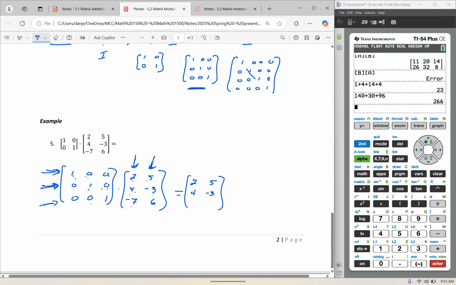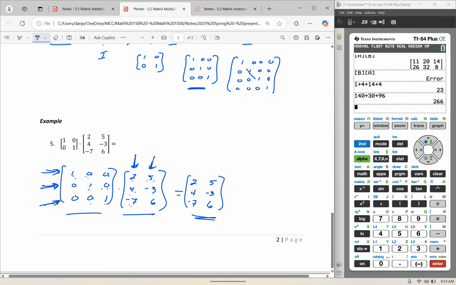So everything is zeros except for the term that's there. 0, 0, 1, the third row times the first column, 0 times 2, 0 times 4, those are 0. 1 times negative 7 is negative 7. And then finally, 0 times 5 and 0 times negative 3 are 0. 1 times 6 is 6. So notice when you multiply by the identity matrix, nothing changes. It's the same as multiplying by 1. 1 times 5 is 5. Okay? So there's a quick look at matrix multiplication.